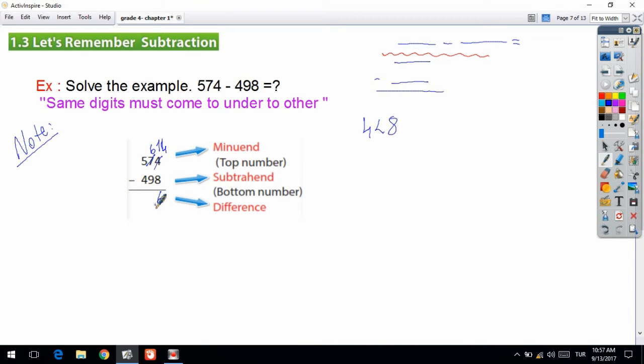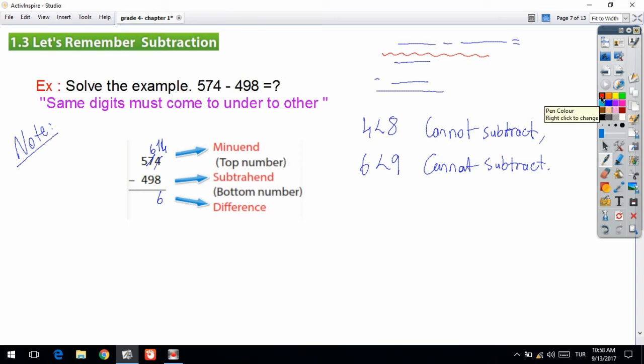And then let's continue. 6 minus 9 is equal to what? Can we subtract them? We cannot. I am writing here that 6 is smaller than 9. We cannot subtract. Okay, what should you do?